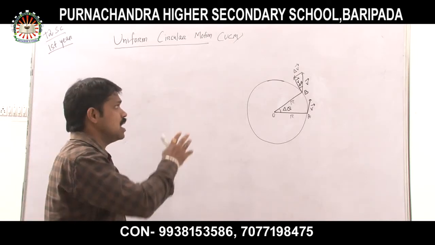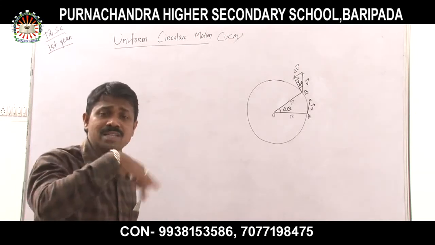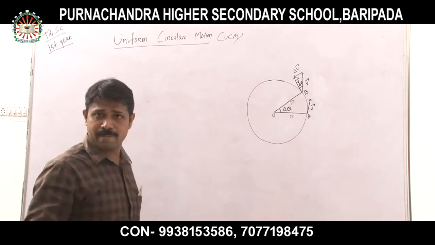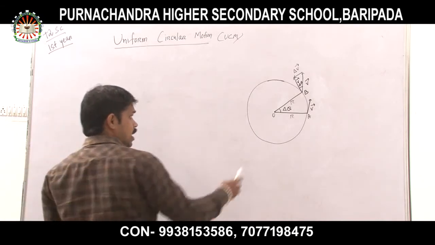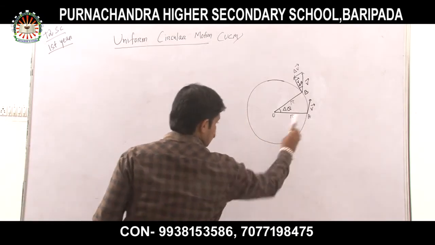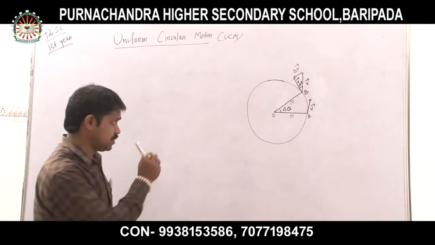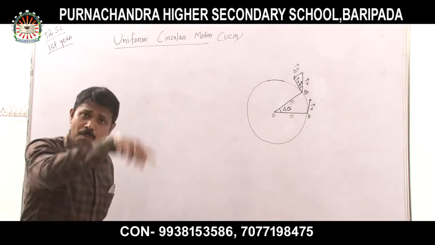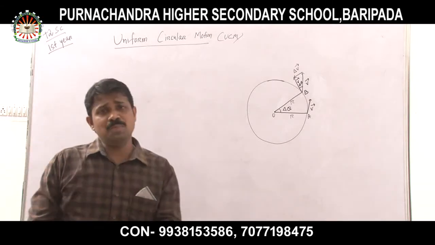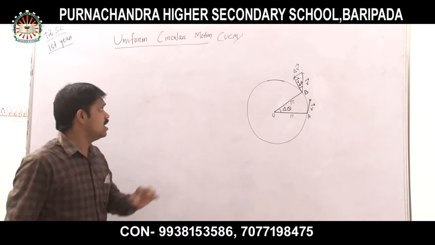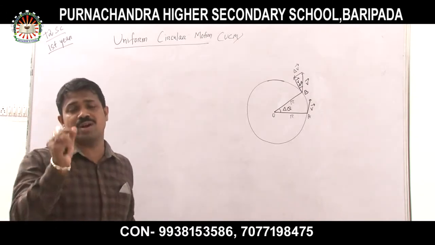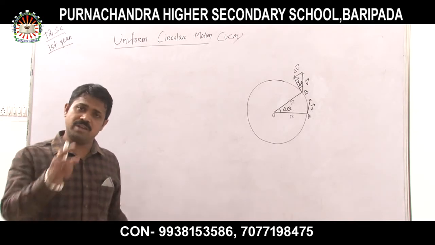So how much angular displacement does it make at the center? It is very clear, 2 pi. Up to this is pi, and up to this is 2 pi. So it is very clear that this 2 pi amount repeats always for a certain interval of time. That's why uniform circular motion is a periodic motion, one type of periodic motion. Listen very carefully.